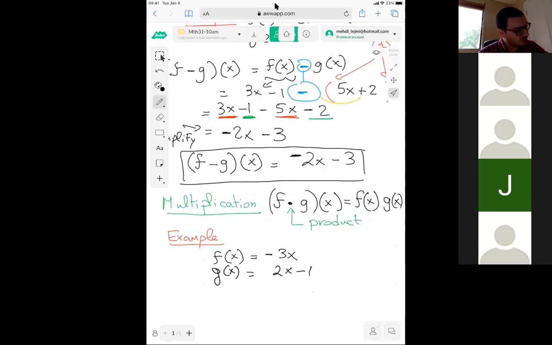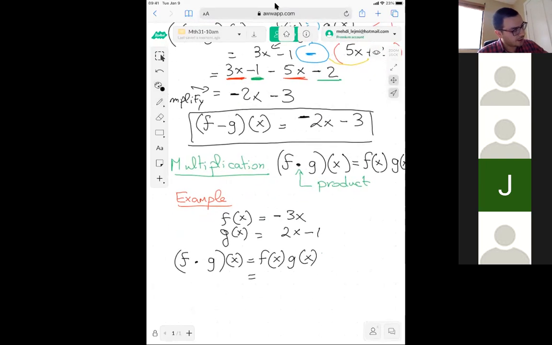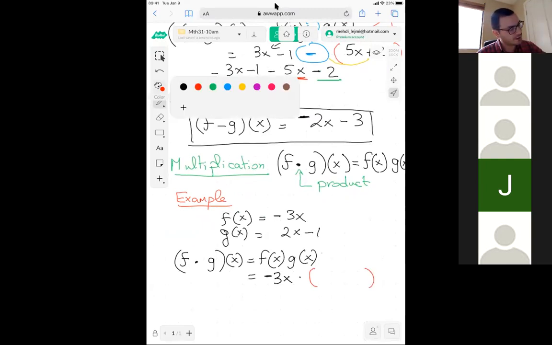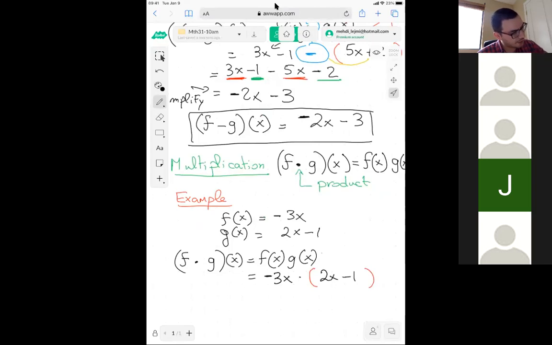Then if you want to do f times g, so f dot g of x, that means f of x times g of x. So f of x would be minus 3x times, and again, my advice is to use parentheses for g of x. So here I'm going to use parentheses for g of x, which will be 2x minus 1.